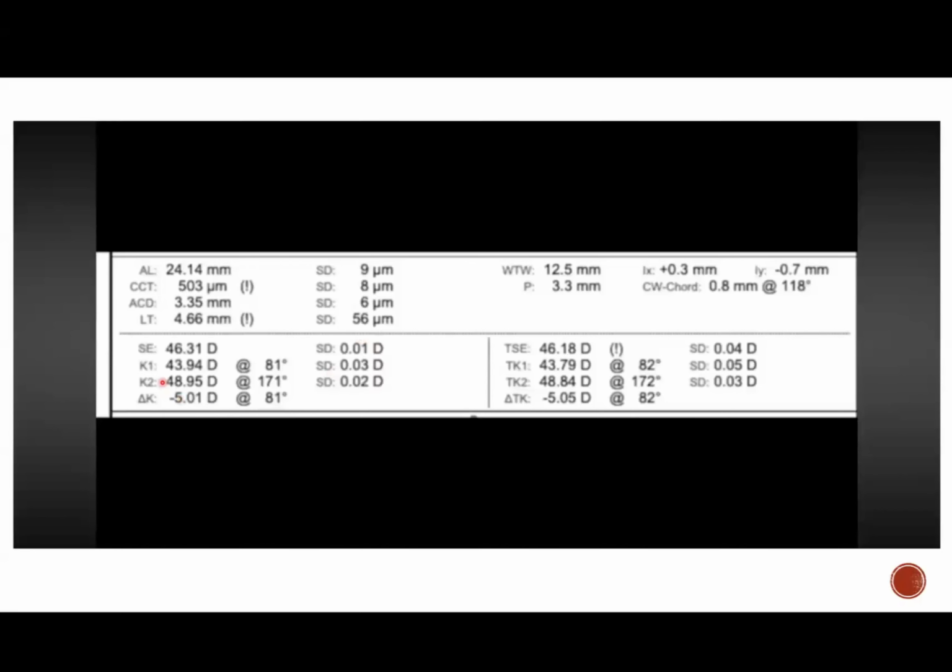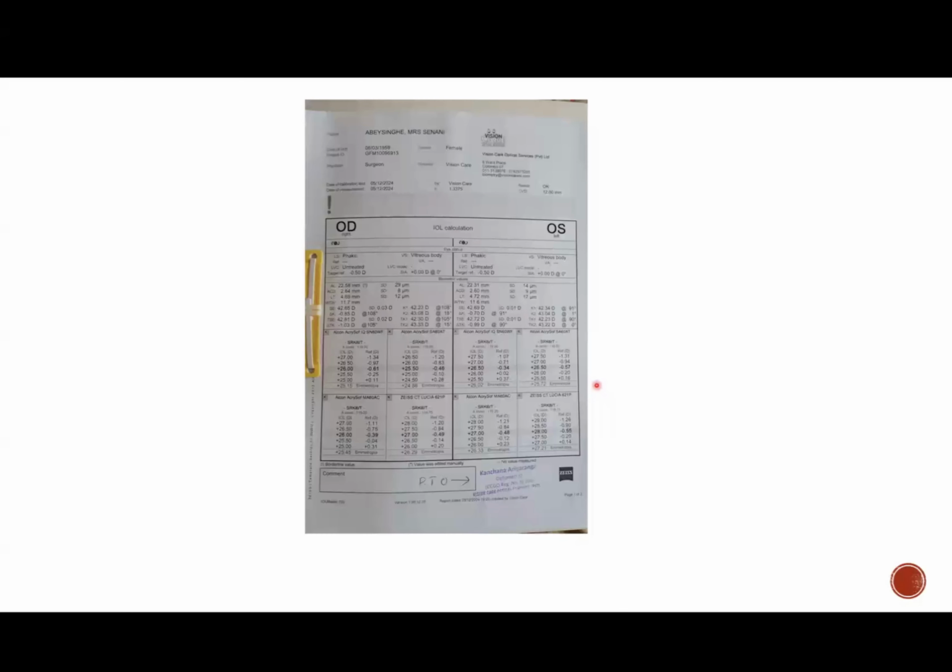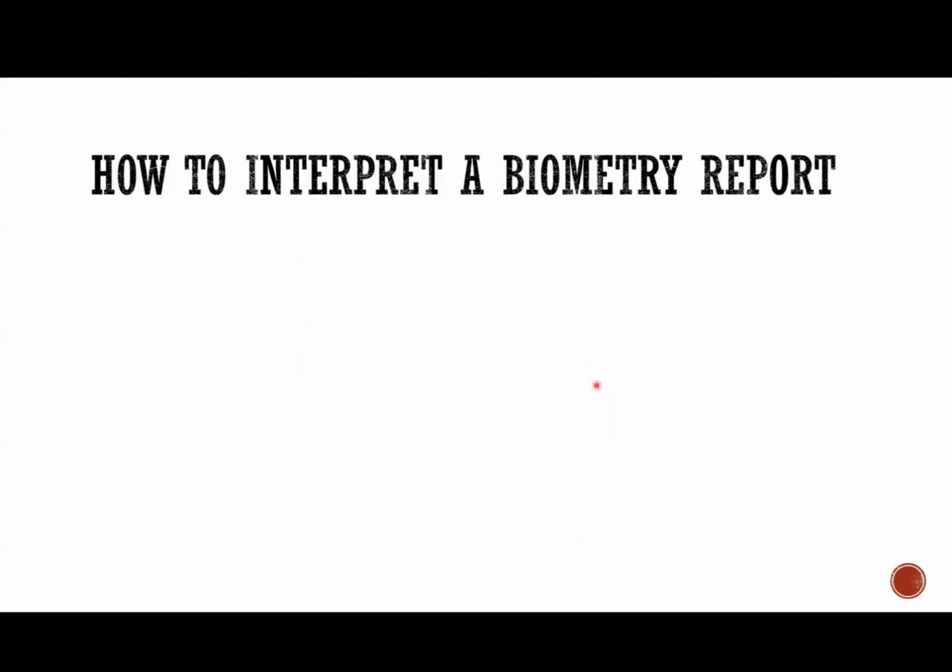Now look at this change. K1 is 43, K2 is 48. So the difference, delta K, is -5. So remember this part whenever we go for calculation of IOL power. I will come into it in a minute. Now, next, see how to interpret a biometry report.